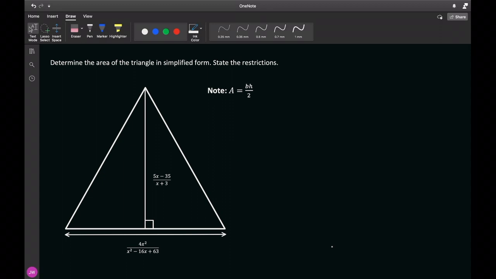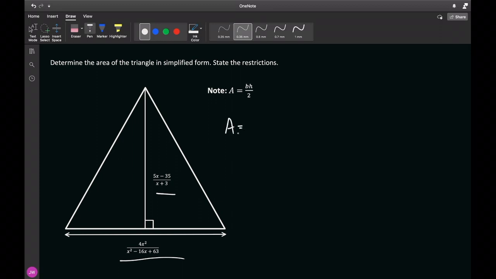In the question it says, determine the area of a triangle in simplified form and state the restrictions. So we have this formula here. It's the area of the triangle, which equals base times height divided by 2, and we have this triangle with the base and the height. So we can start filling in this equation here.